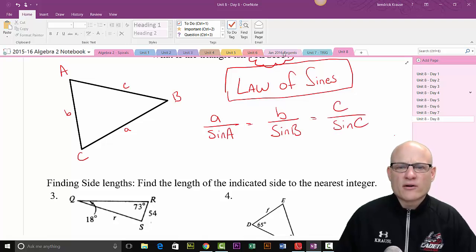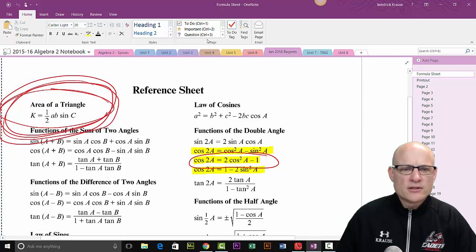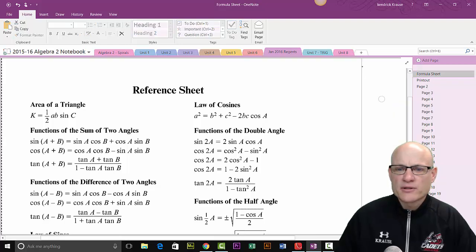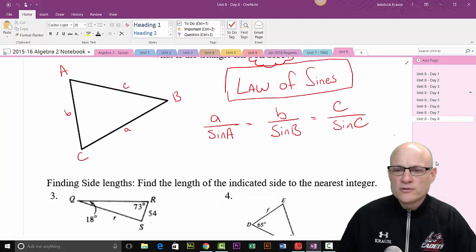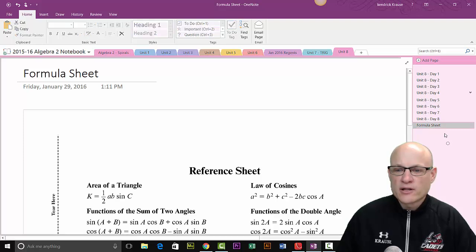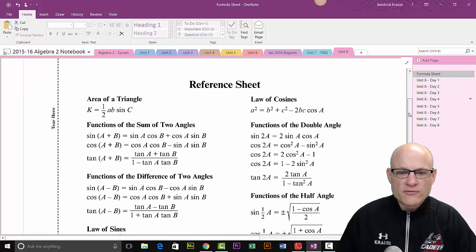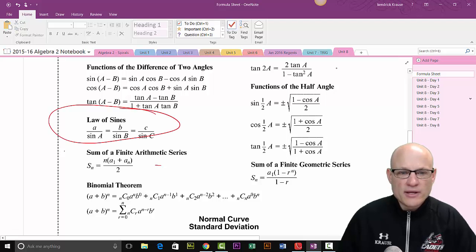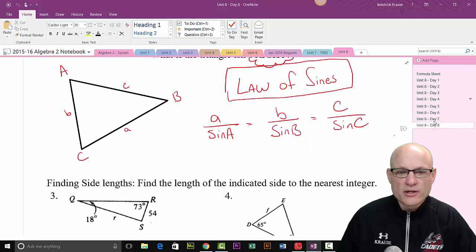Now, I'm not really sure if that's how it looks. It's on here. Let me copy this and paste. Yes. Since we're going to need this a lot, let's take this and move it up here. Okay, so there's our formula sheet, and there's the law of sines right here. So, yep, that's how they write it. So that's how we're going to do it.